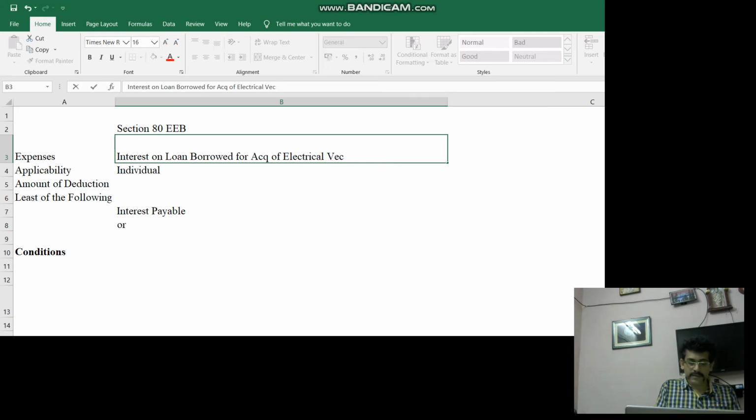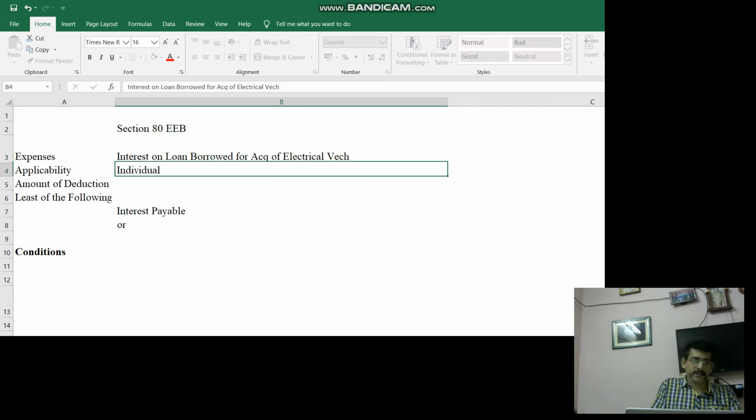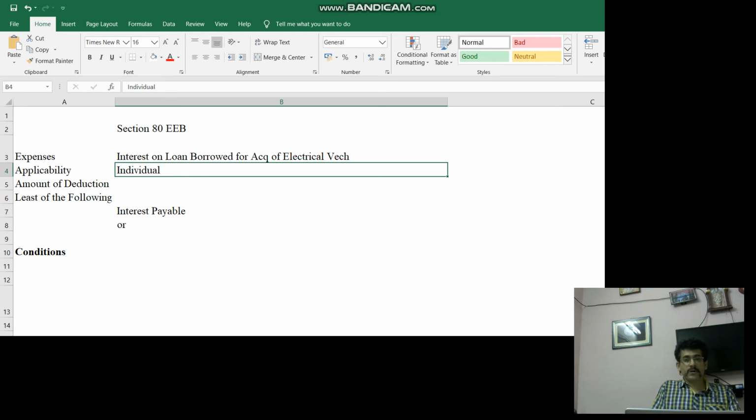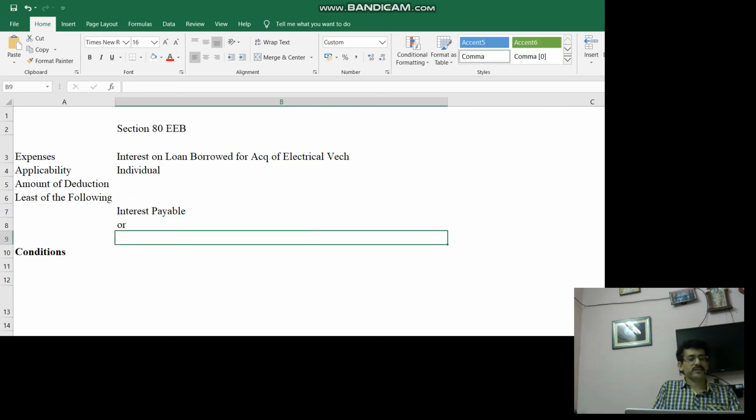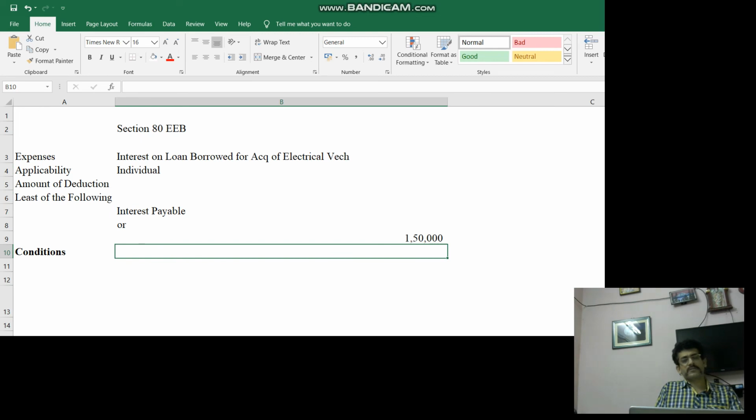So ultimately, any person who wants to buy an electrical vehicle for which he is taking a loan, and on that loan he is paying interest, whatever interest paid is eligible for deduction under 80EEB. Same as 80EE and 80EEA, 80EEB is also applicable for an individual. What is the amount of deduction? Please note the following. The amount of deduction is the interest paid or rupees 1,50,000, whichever is least.